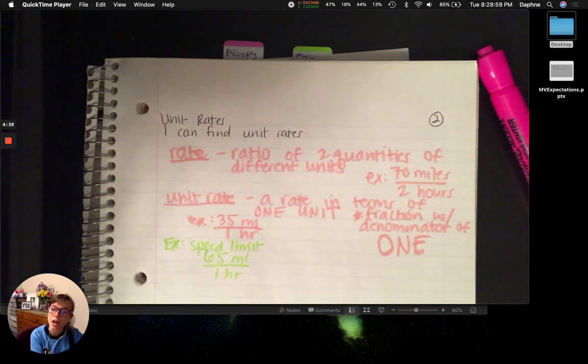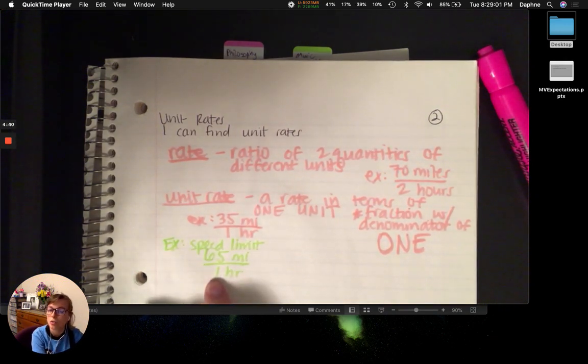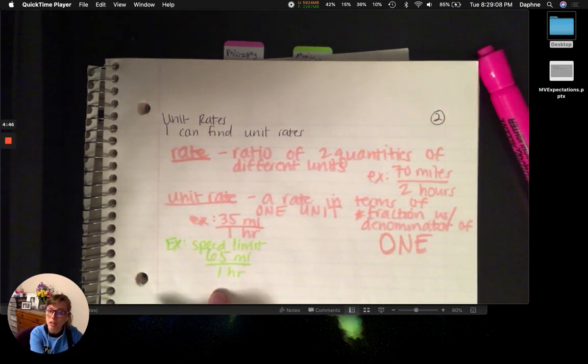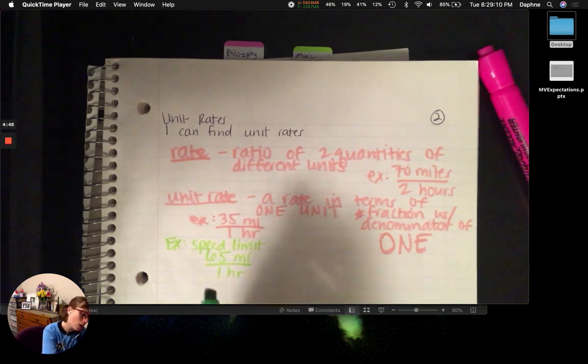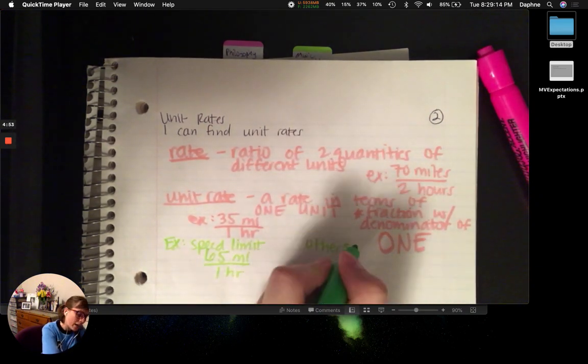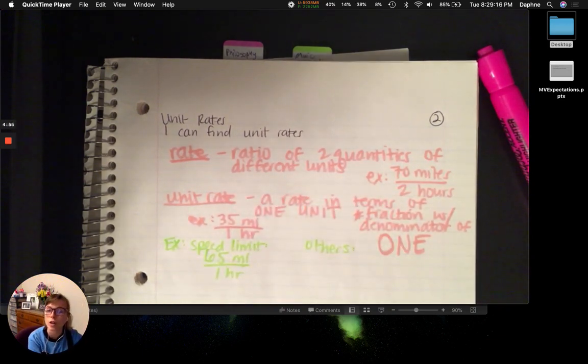That miles per hour means per 1 hour. They're not saying per 1 hour because they're just assuming you know it's a 1. And so this is already a unit rate. Your speed limit is a unit rate. But what are other examples of unit rates that you know in your life?